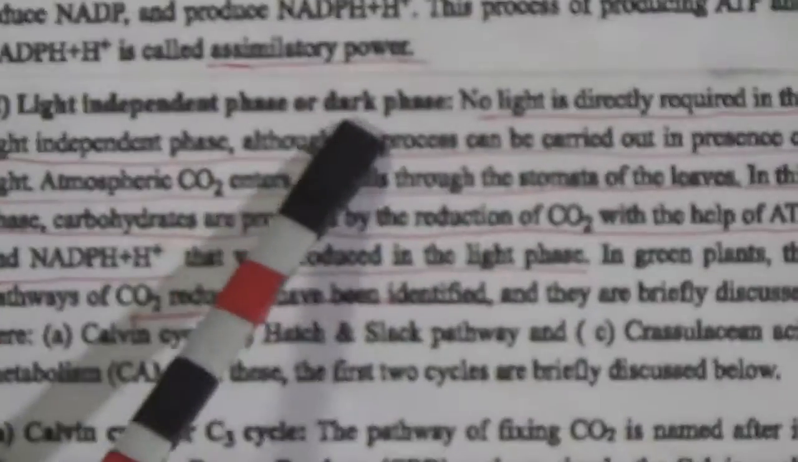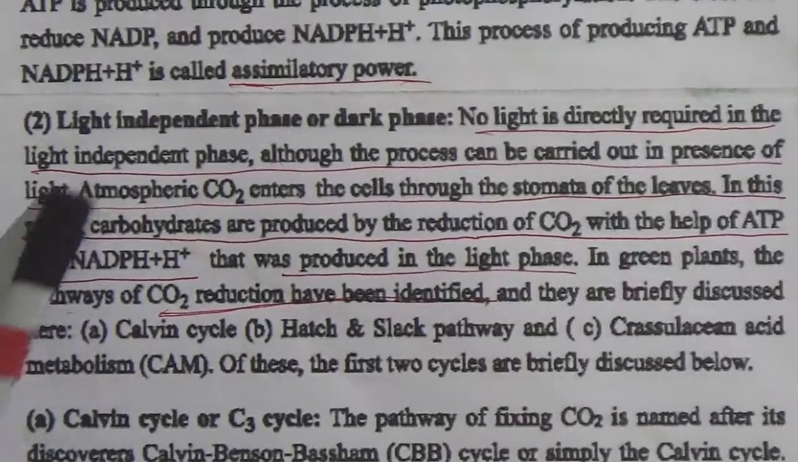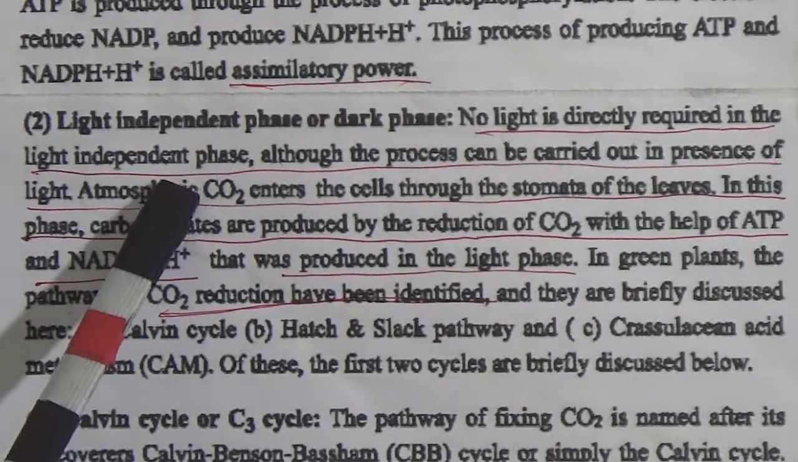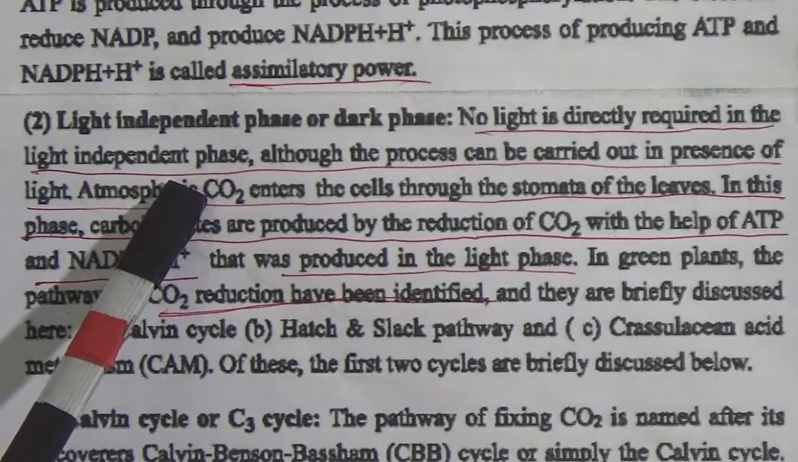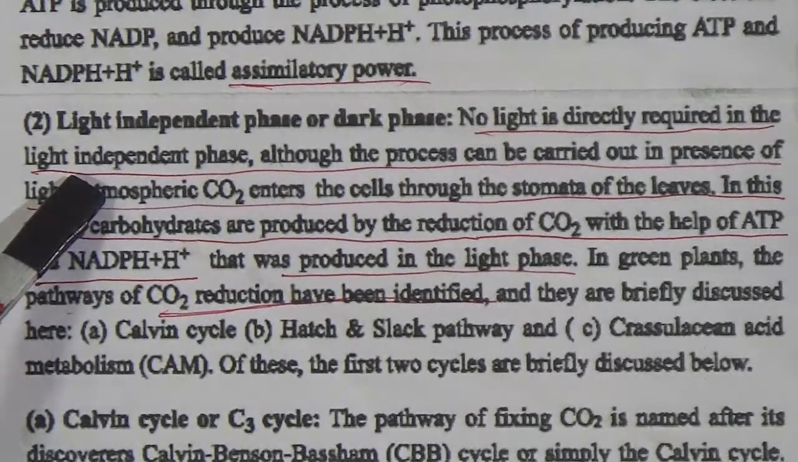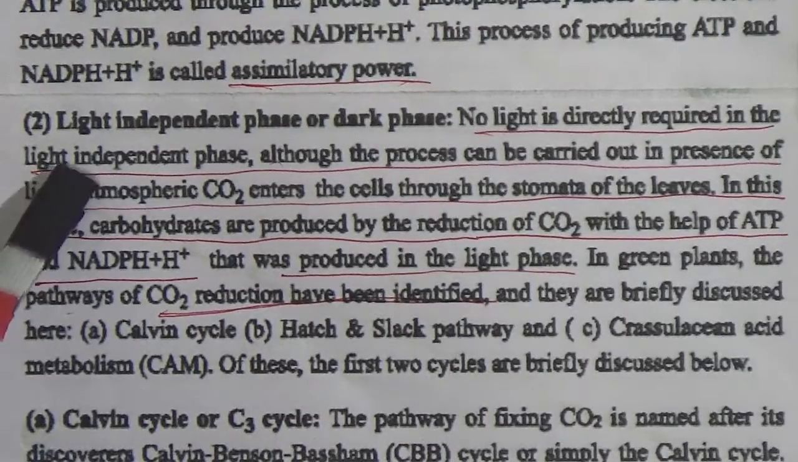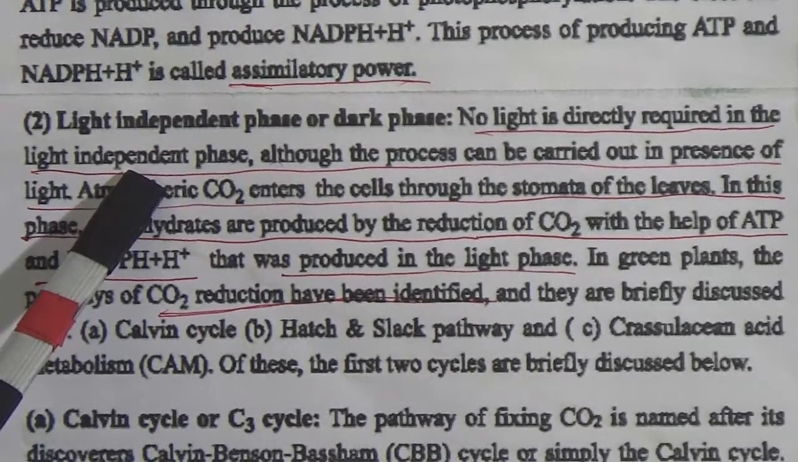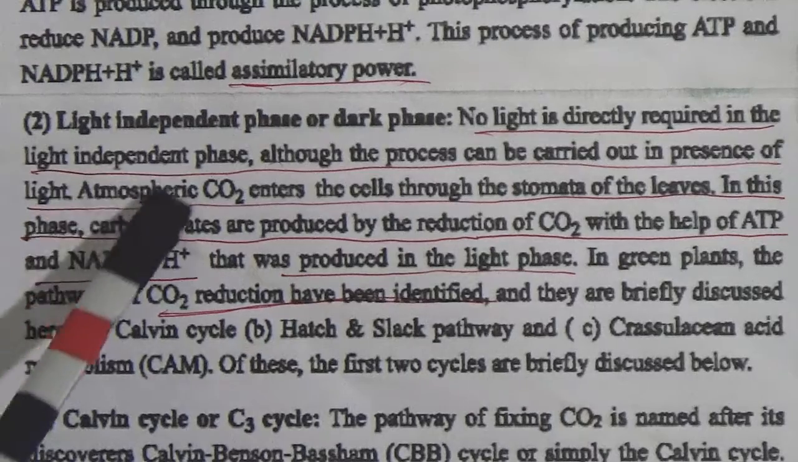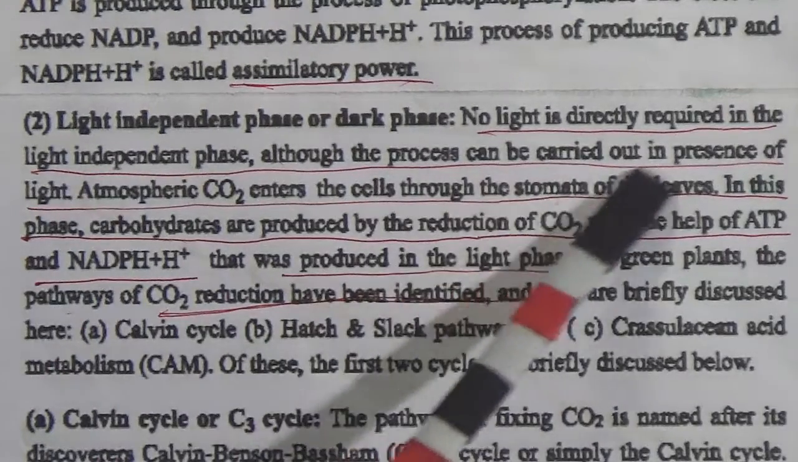Light independent phase, or dark phase. No light is directly required in the light independent phase. That does not mean it happens only at night. It means light is not required for this phase. It can also take place in the presence of light. That's why its name is light independent phase. It can take place at night and in the day also, although this process can be carried out in the presence of light.